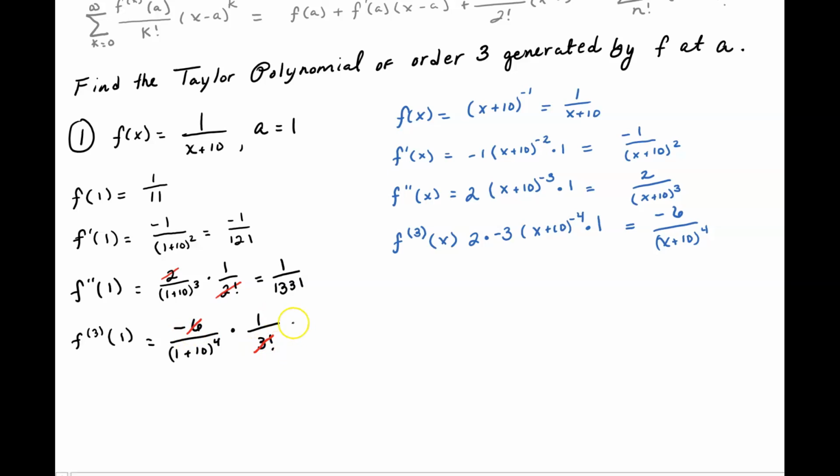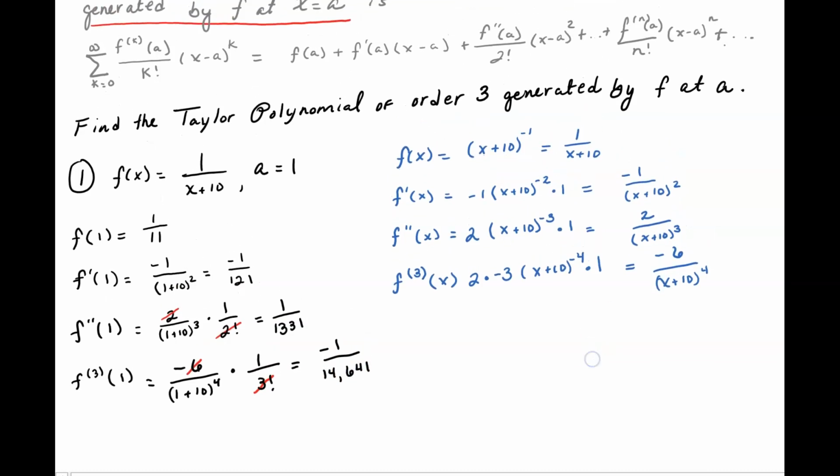And what does that leave us with? This is negative 1 over 11 to the fourth power, which works out to be, I believe, 14,641. Okay. Now what we do is take a look at our formula.